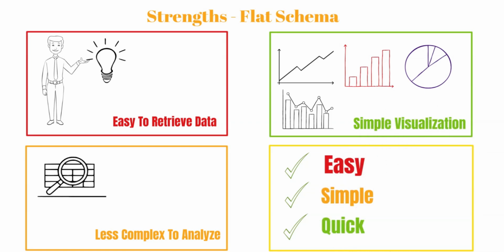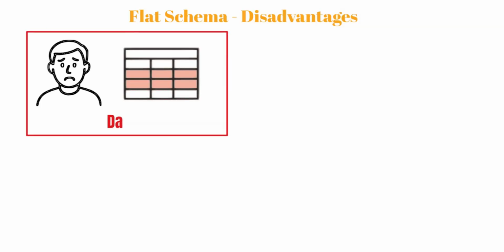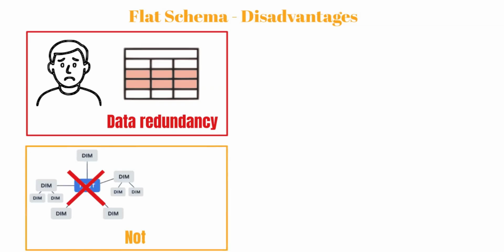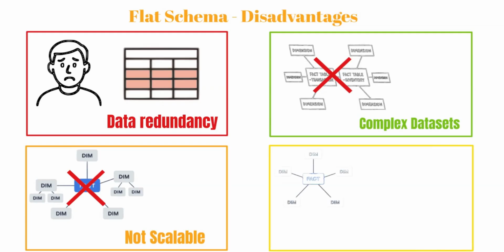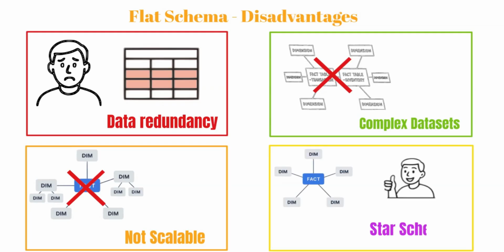However, even though it's an easy approach to understand, the flat schema still has a few disadvantages. It leads to data redundancy and inconsistency, so it is more suitable for smaller datasets. And it doesn't support complex datasets, which require more flexibility and detail. To overcome these limitations, Power BI offers a more efficient model, the star schema.